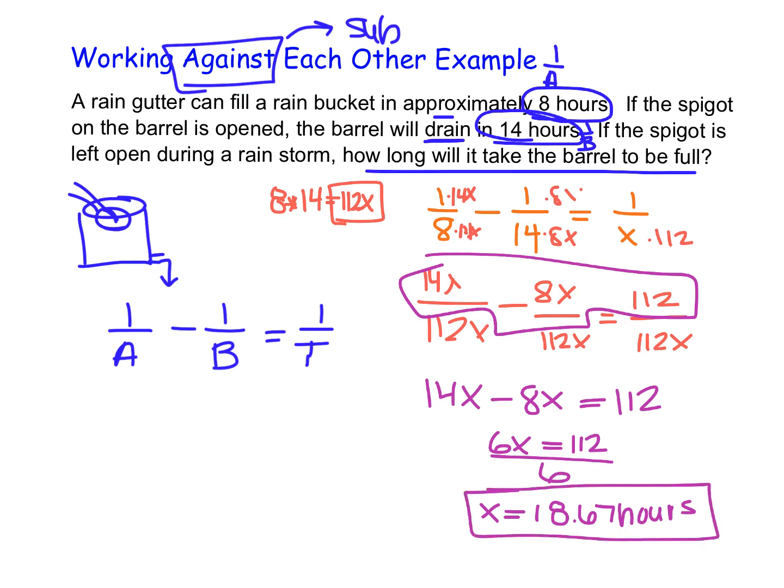So we've got this rain bucket that is being filled, the water's coming in, but it's also going out, and because these two items are working against each other, it's going to take a little bit longer for it to actually fill.